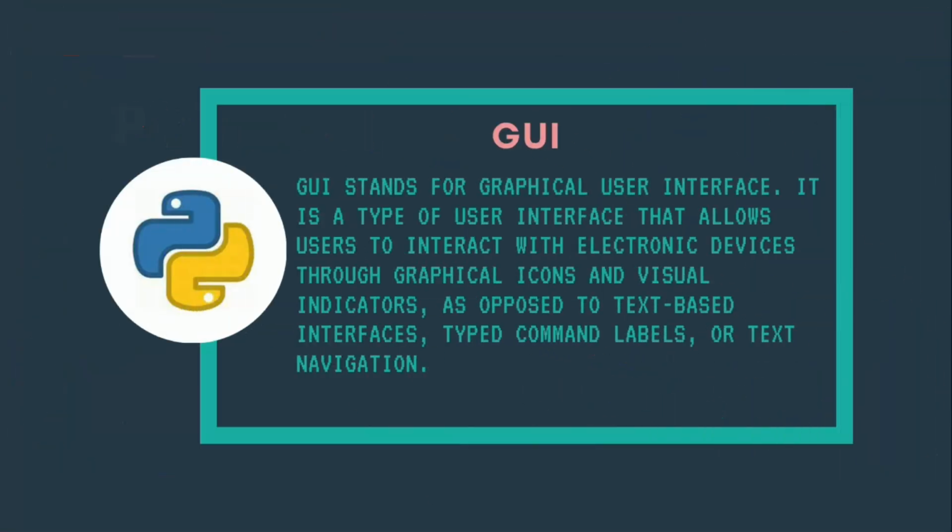GUI stands for Graphical User Interface. It is a type of user interface that allows users to interact with electronic devices through graphical icons and visual indicators, as opposed to text-based interfaces, typed command labels, or text navigation. So far, we were making CLI programs, or command line programs, where we operated them using the terminal and command line interface.